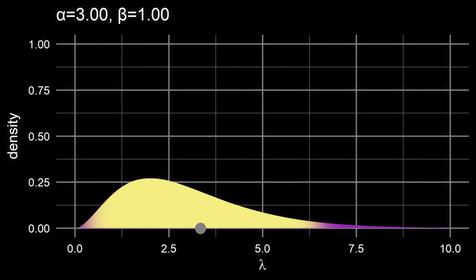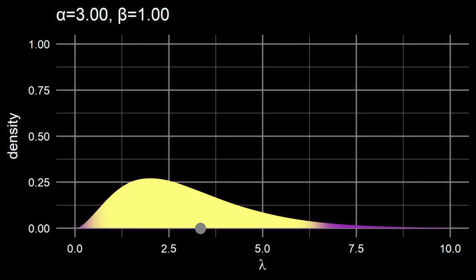This prior has a mean of 3, with a 95% highest density interval ranging from approximately 0.3 to 6.5. The highest density interval is the narrowest interval that contains a fixed percentage of the total probability density. It is useful for quantifying uncertainty in both prior and posterior distributions.